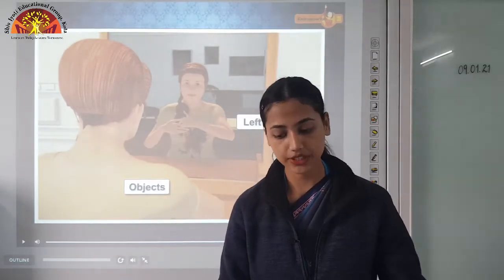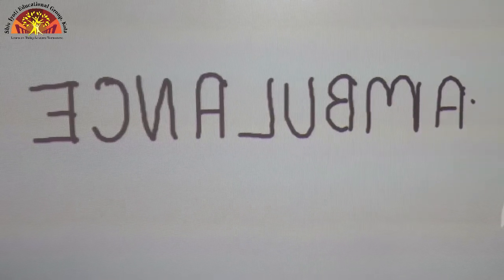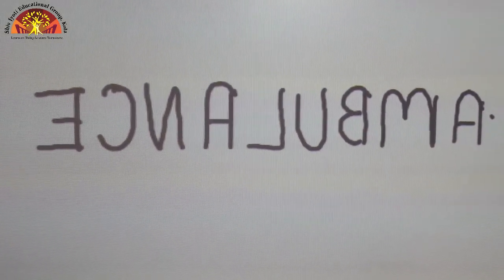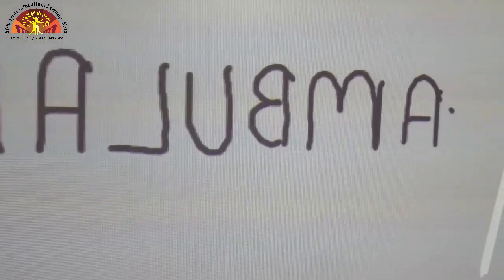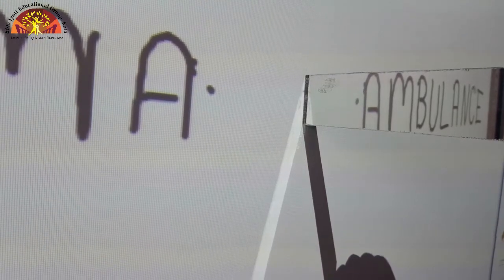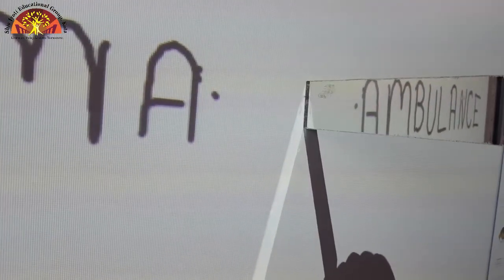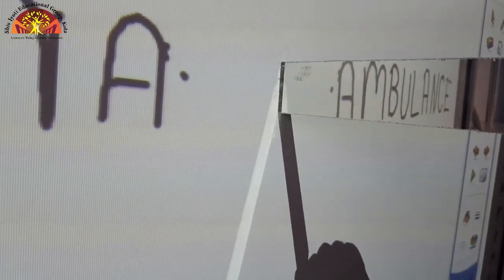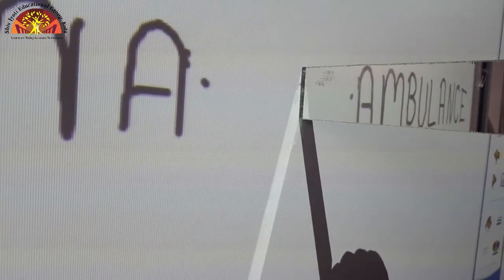Let's perform an activity to see it. Now you can see I have written a word on the board. Now if we check this word through a plane mirror, what can you read? Can you read something? Ambulance is written. So why? We can see this word written in this manner because of the phenomenon of lateral inversion.